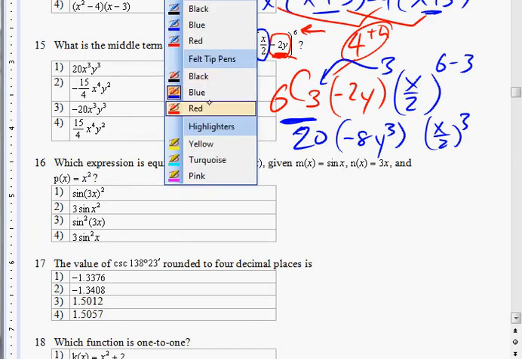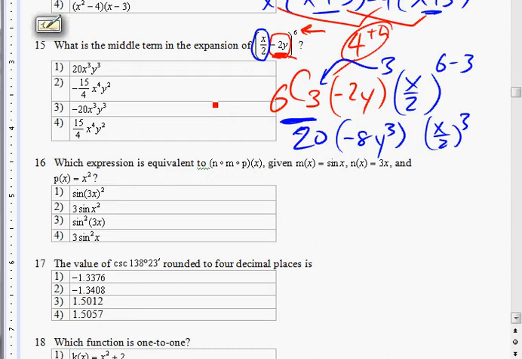There we go. Let's do the next problem, number 16. Alright, so we got this function over here. Given that m of x equals sine x, n of x equals 3x, and p of x equals x squared, which expression on the bottom looks like that?